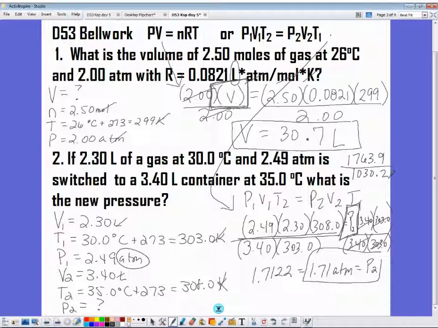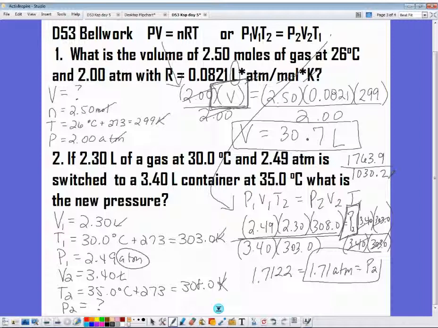I get something it doesn't like. 1763.9 divided by 1030.2. Why doesn't it like that? 763.9 divided by 1030.2. And I get 1.71219. So I get very close to what I had here.